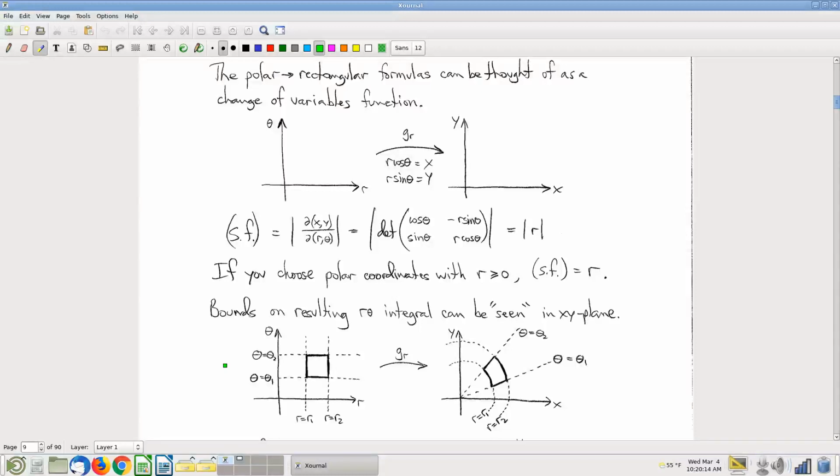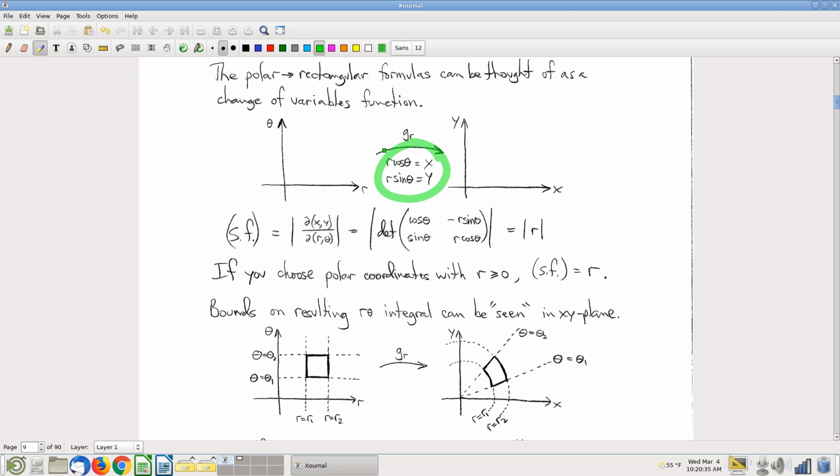Okay, so here's where we were last time. We were talking about using the polar coordinates formulas as a change of variables function. So reminder, you can think of these equations that convert from polar coordinates to rectangular coordinates in those terms.